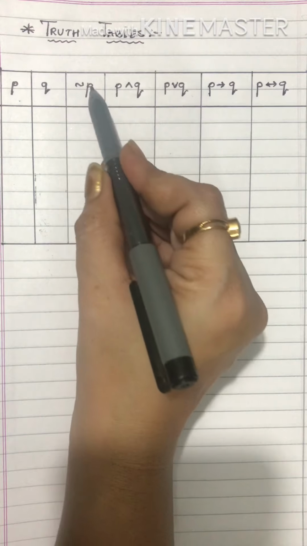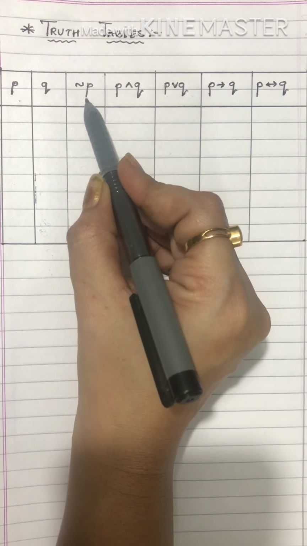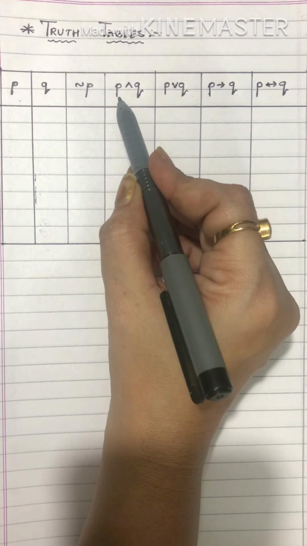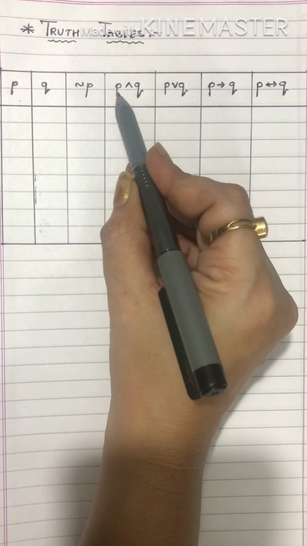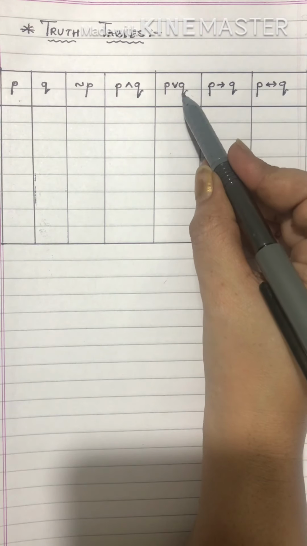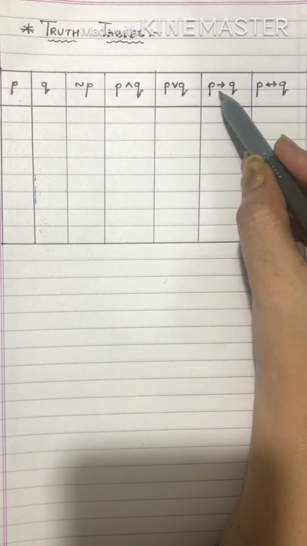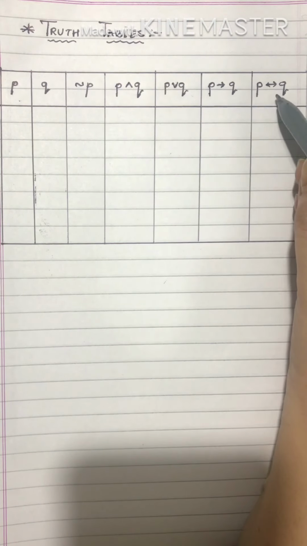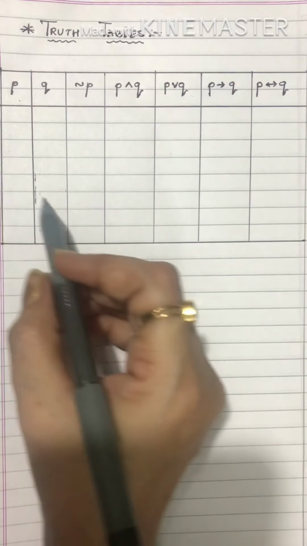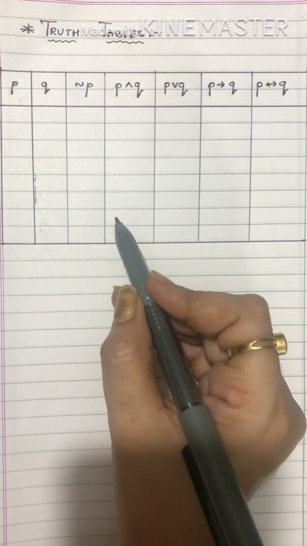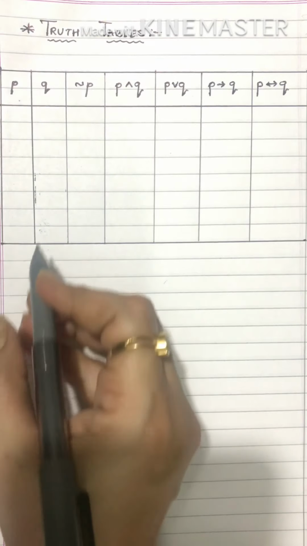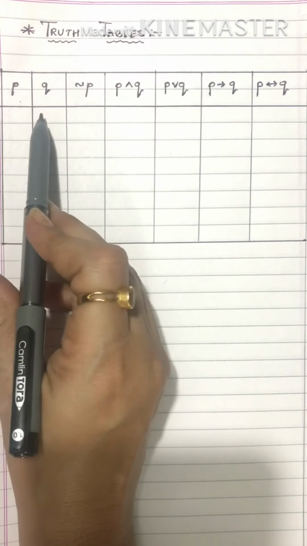Once you understand how negation is applied to one statement, the same way it is applied to all the statements. Next column I have taken the connective AND, see the symbol, P and Q. The next column is P or Q with the OR connective. After that P implies Q, and then the last column, P double implication Q. Now let's see how we write down the truth values and how we get the results according to the connectives used. I am going to explain this taking only two statements at a time.